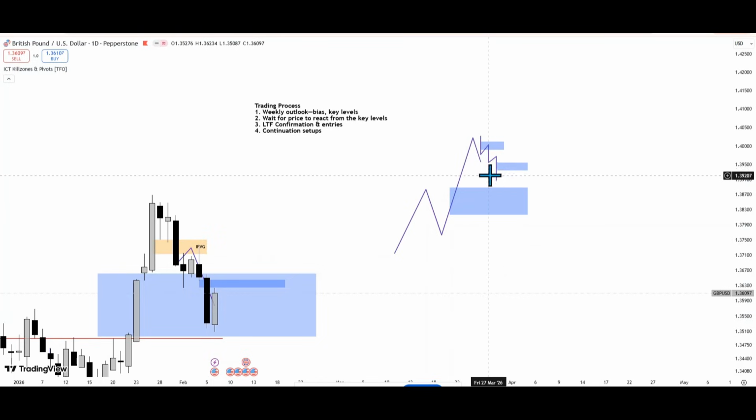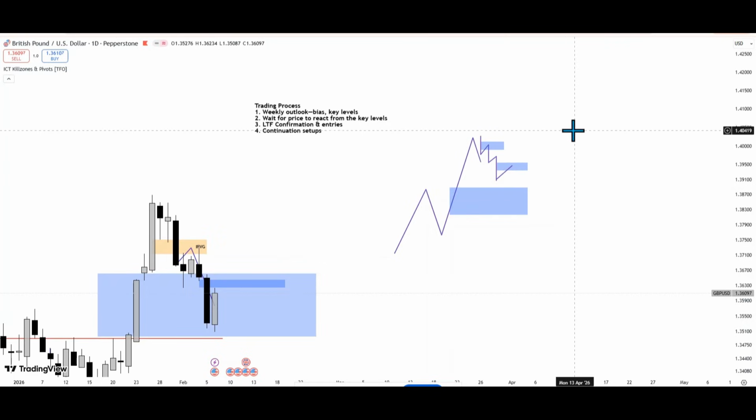Most of the time, your daily key level should be targeted by price between Monday and Wednesday. So the next thing is you wait for price to react from the key level. That means if it takes until Monday to get here, you don't have a trade on Monday until price finally tags this key level. Once price has tagged this daily fair value gap, the next day you move to the lower time frame.